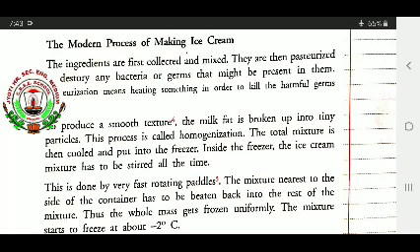Here it's given that for producing a smooth texture, texture means the way food or drink tastes or feels in your mouth. So, for producing a smooth texture, the milk fat is broken up into tiny particles. And this breaking of milk fat is known as homogenization. After this, the mixture is cooled and put into the freezer. Then the ice cream mixture has to be stirred all the time inside the freezer. Stir means to move liquid round and round using a spoon.